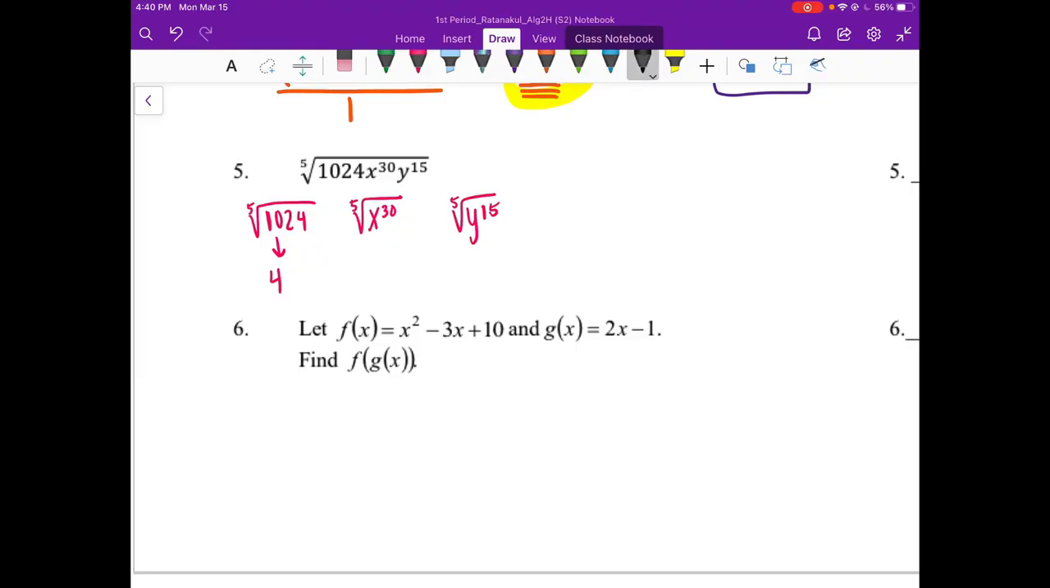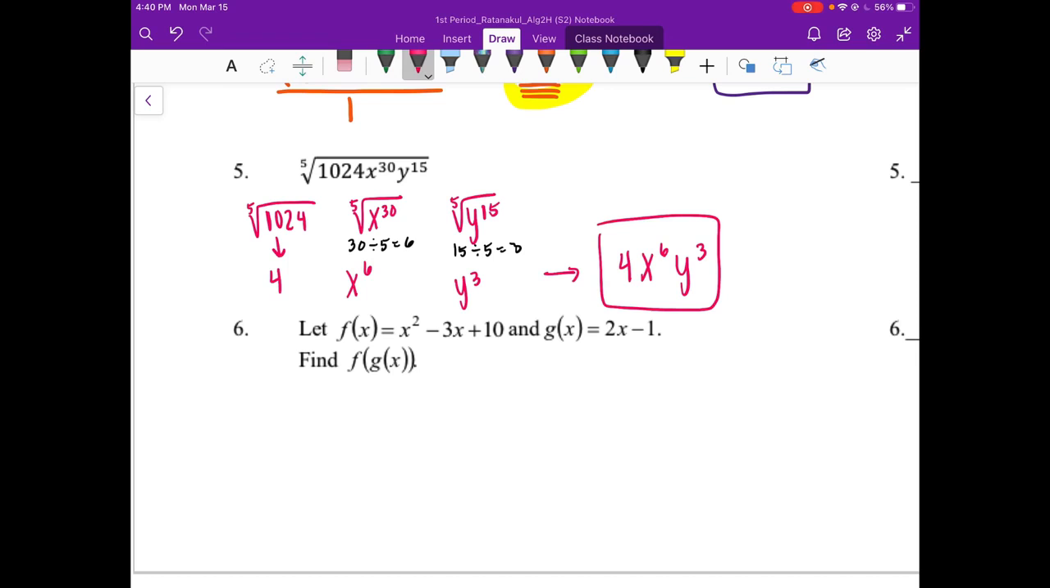When you're dealing with the variables, you want to think about dividing. So 30 divided by 5, which gives us 6. And then 15 divided by 5, which is going to give me 3. So my answer is 4x to the 6, y cubed.